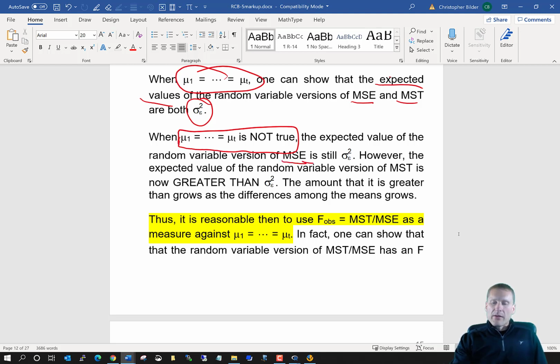Also, like with a completely randomized design, when the equality of the means is not true, the expected value of the random variable version of MSC is still sigma squared epsilon. But now the expected value of the random variable version of MST is higher. And so because of that, one will want to look at the ratio MST divided by MSC. The larger this ratio is, the more evidence against the null hypothesis of equality of means, just like what we had with a completely randomized design.